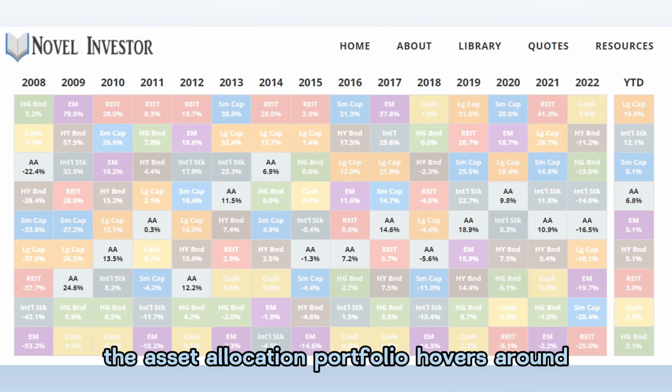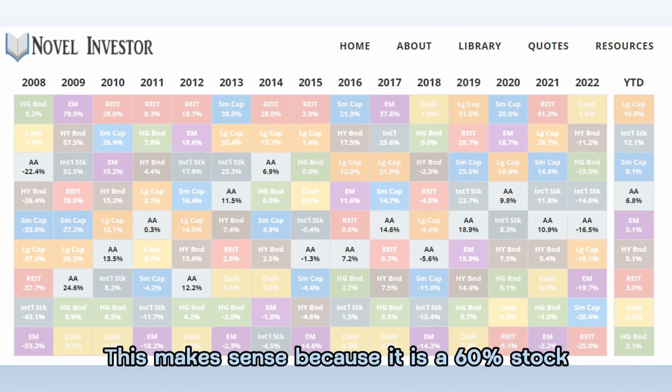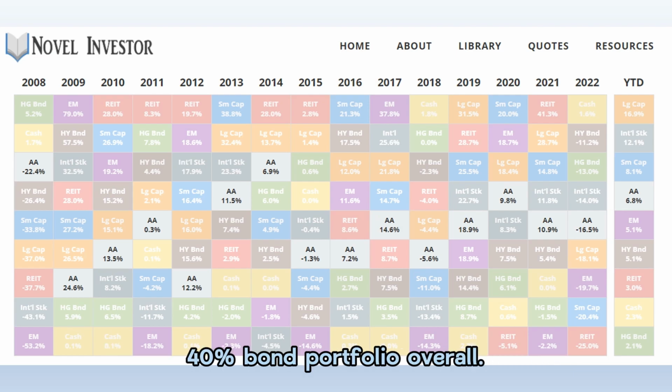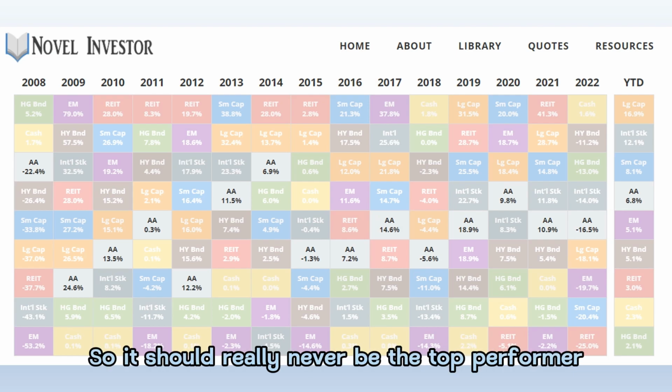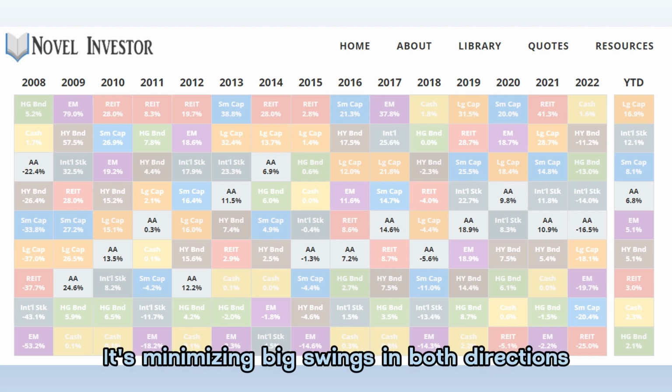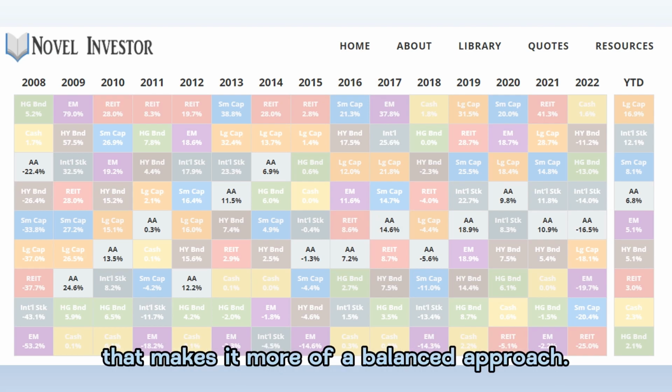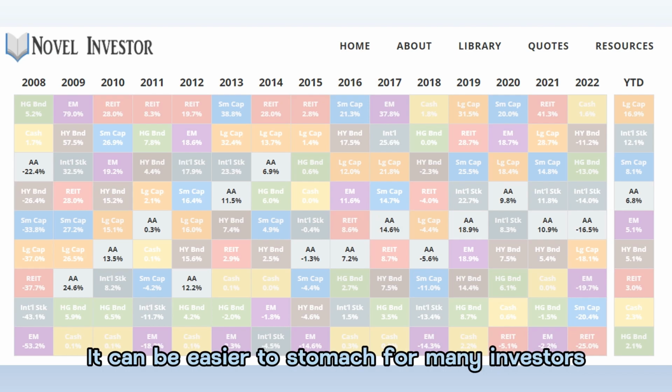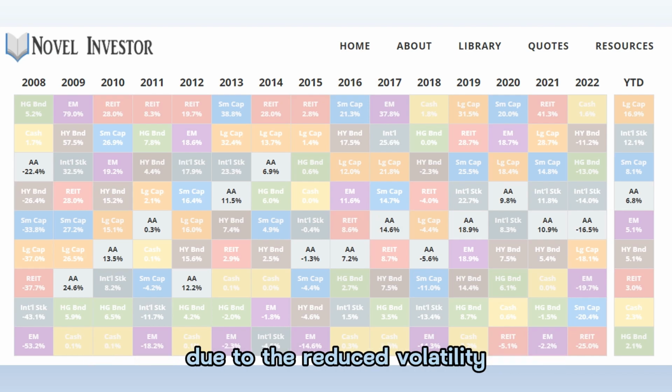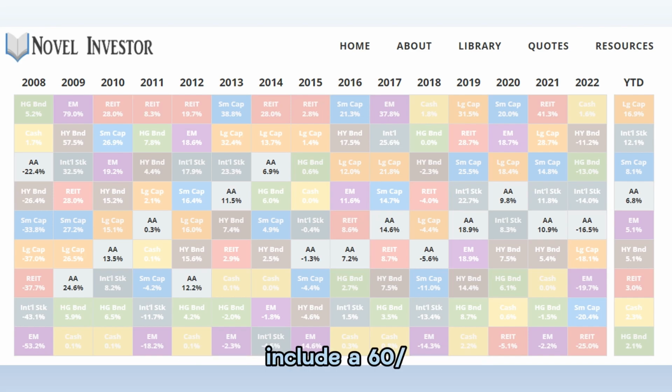As expected, the asset allocation portfolio hovers around the middle rows. This makes sense because it is a 60% stock, 40% bond portfolio overall, so it should really never be the top performer or the bottom performer. It's minimizing big swings in both directions that makes it more of a balanced approach. It can be easier to stomach for many investors due to the reduced volatility, and this is why so many long-term investing approaches include a 60-40 portfolio allocation for comparison.